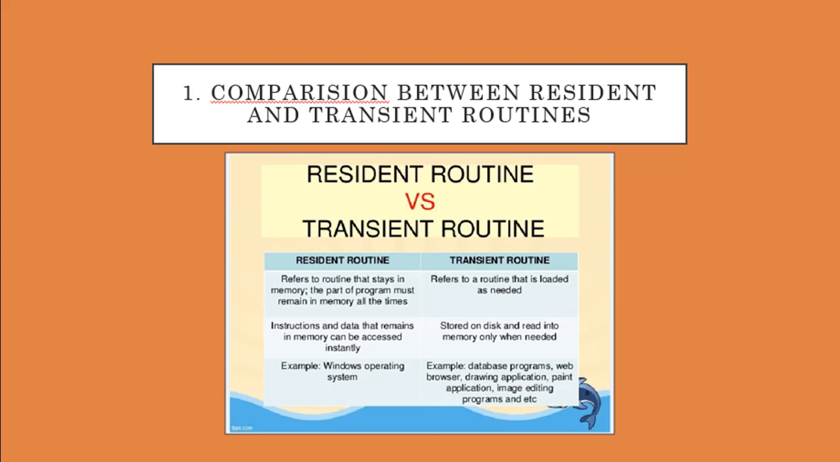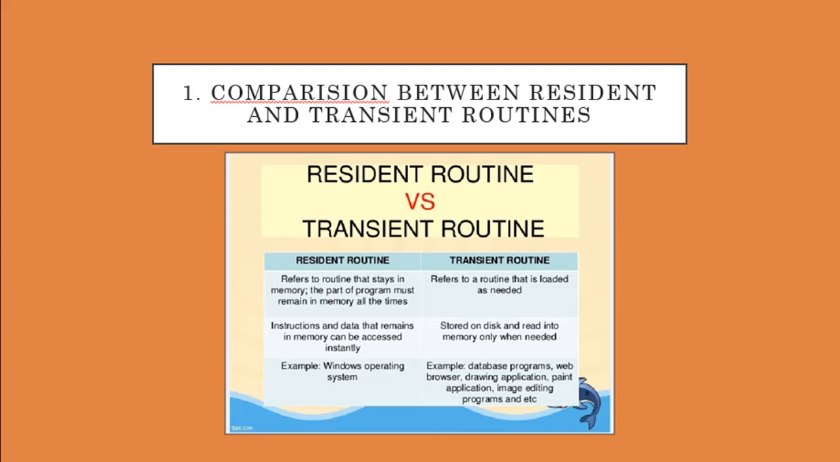Today I want to talk about the difference between resident routine and transient routine. Resident routine refers to a routine that stays in memory. That means the part of the program must remain in memory at all times. But transient routine refers to a routine that is loaded as needed.